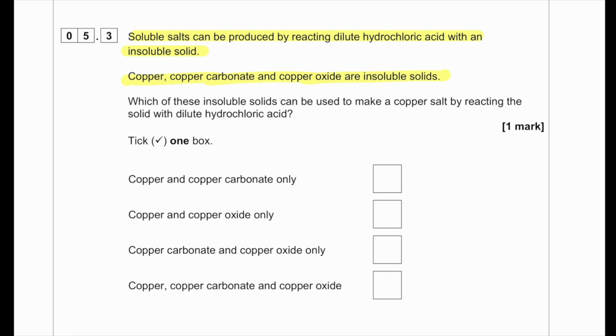Soluble salts can be produced by reacting dilute hydrochloric acid with an insoluble solid. Copper, copper carbonate, and copper oxide are insoluble solids. Which of these insoluble solids can be used to make copper salt by reacting with dilute hydrochloric acid? First of all, copper does not react with dilute acids. So the next options are either copper carbonate or copper oxide. So copper carbonate and copper oxide should be the answer. Any answer that has copper in it should be already cancelled.